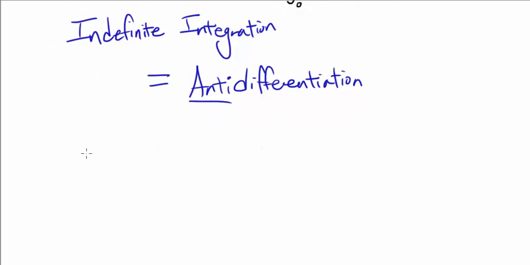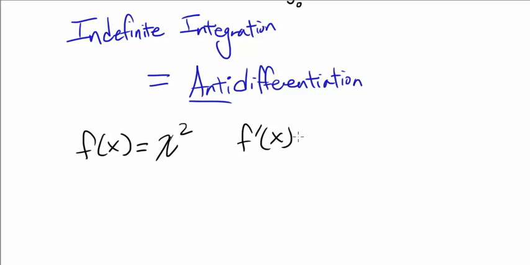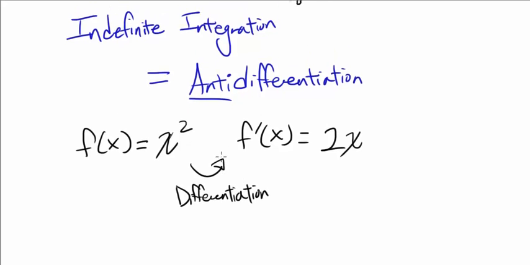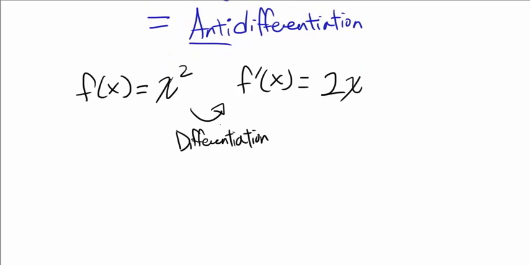Let's say I give you a function, f of x is equal to x squared. What is f prime of x? That's just differentiating f of x. F prime of x, I hope you know by now, is 2x. So we know that's differentiation, just taking the derivative.